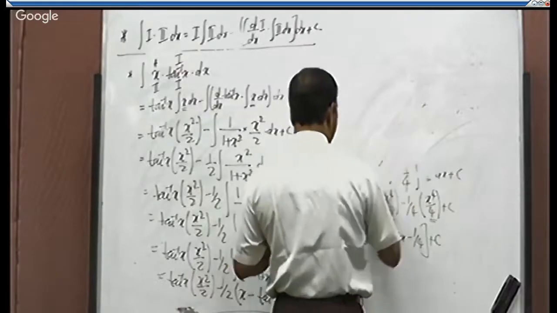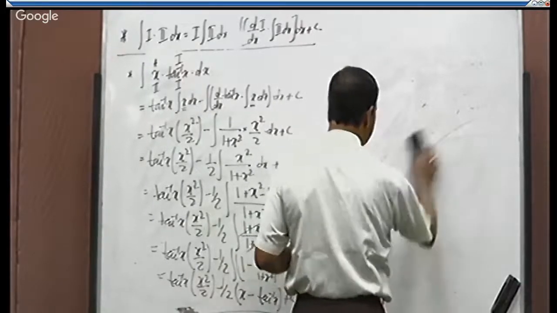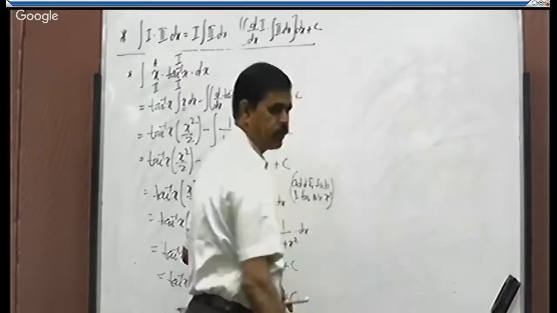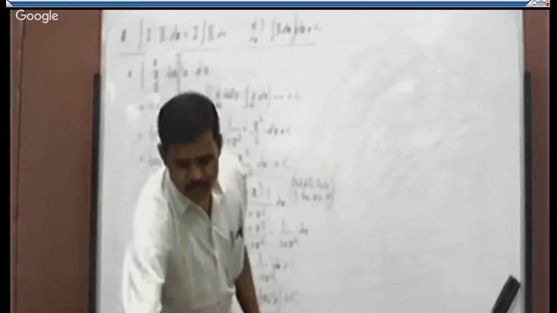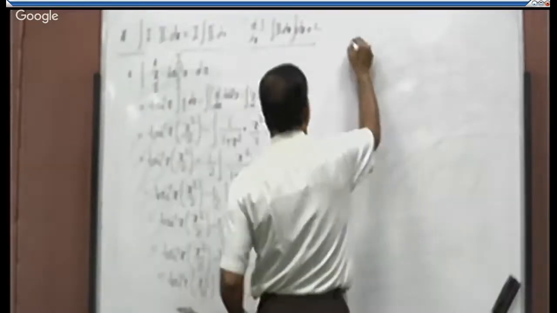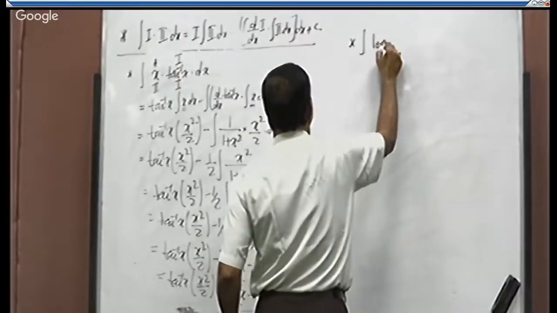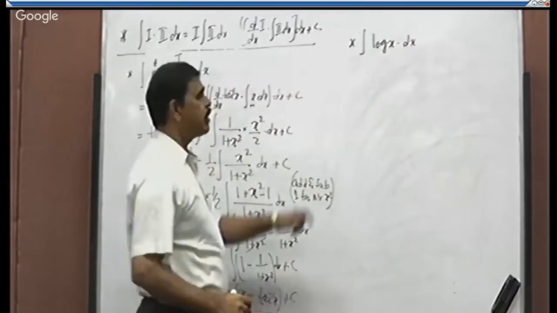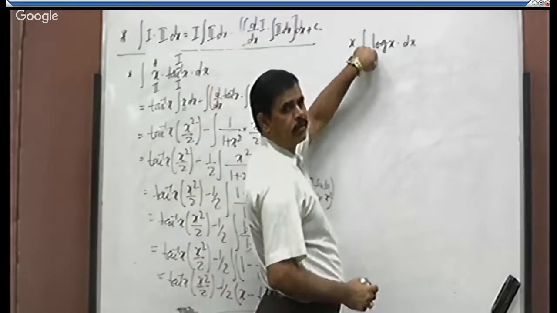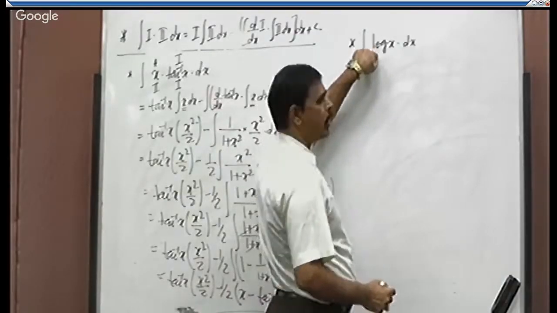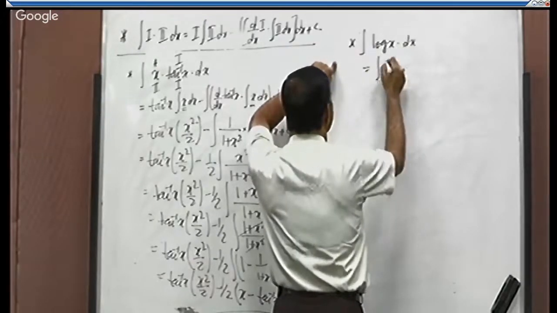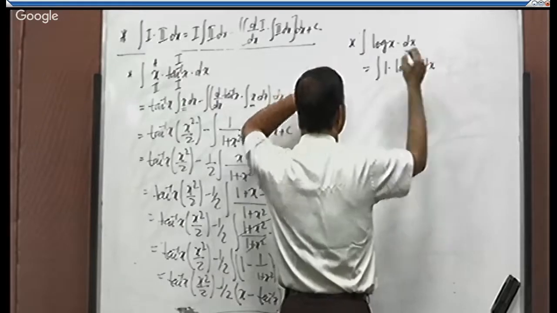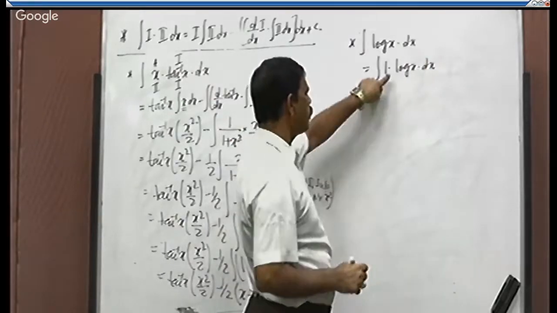Suppose only one term is given, and that is an integrable term. It may be logarithmic or it may be an inverse. In that case, what to do? Take such problems. Integration of log x into dx. Only one term is there. We don't have an integration formula for log. Then we should take it as 1 into log x, right? The given problem is multiplied by 1, that is 1 into log x.